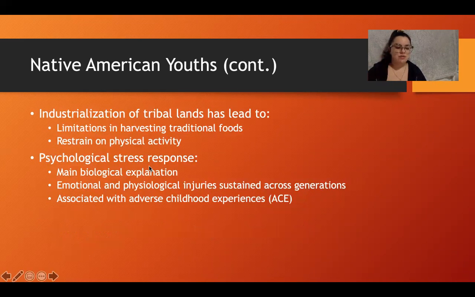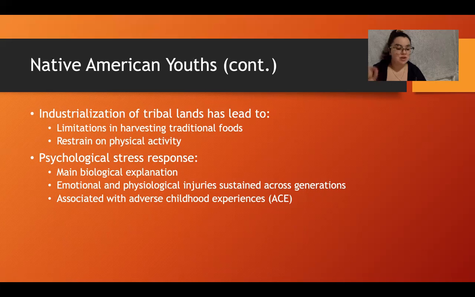The disruption of the relationship between Native Americans and their homelands, including land, language, culture, and religious beliefs, are proposed to be the root cause of this health disparity. Specifically, the industrialization on some of the tribal lands has been associated with the limitation of the people's ability to harvest their traditional foods and restrain of their physical activity.